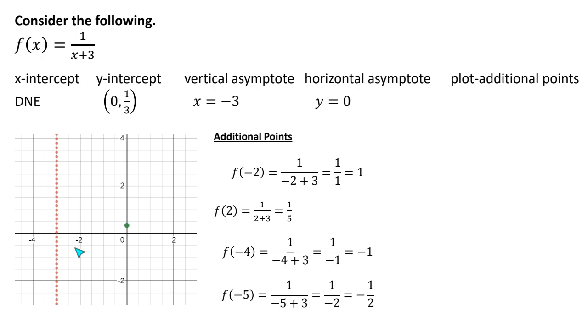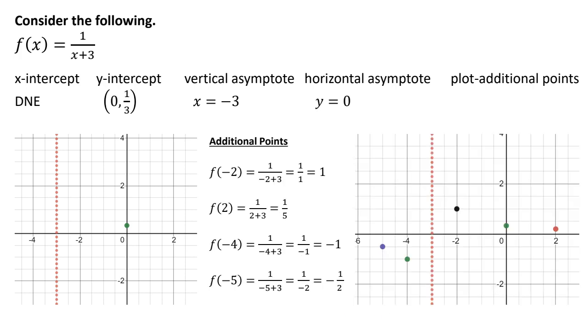And then on the left side, I'm going to choose -4 and -5. So if I plug those in, then I get a -1, and -5 is going to give me a -1/2. So if I plot all my points, this is what it looks like. And so if you still need more points, then you can pick as many points as you like.